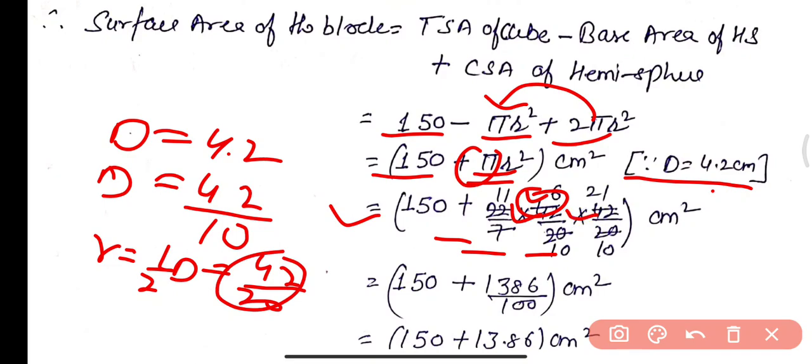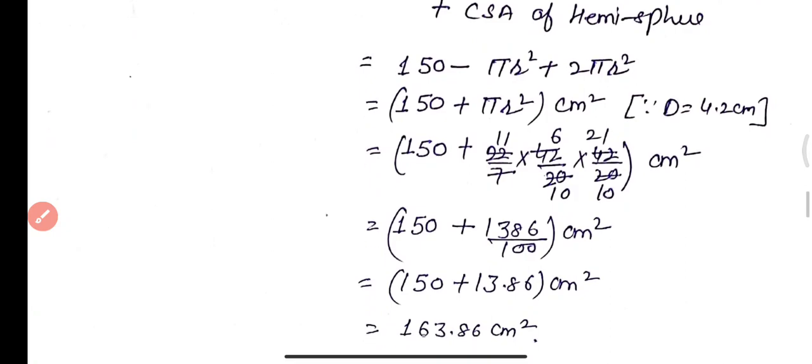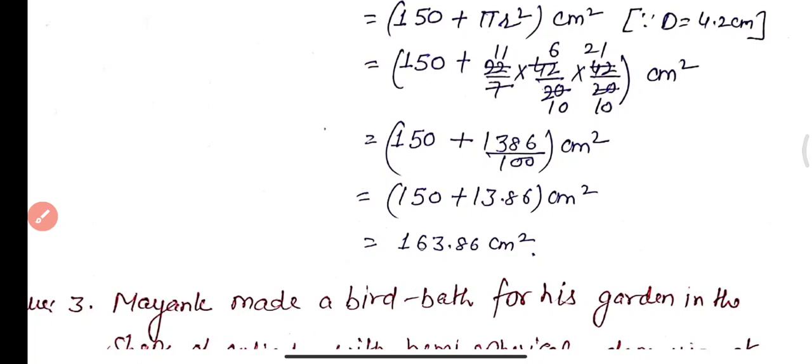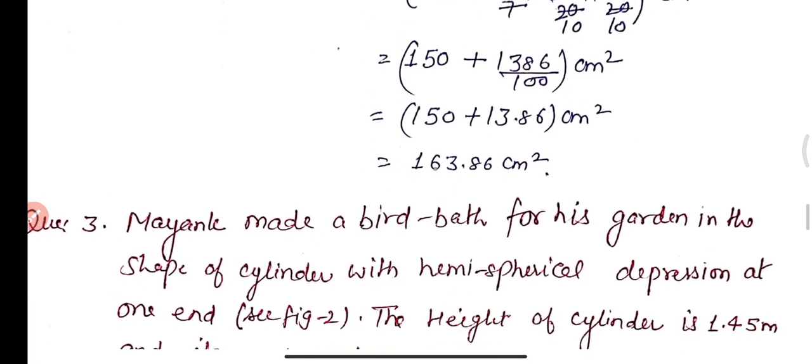So after simplifying we will get 150 plus 1386 upon 100, and this can be written as 13.86. So 150 plus 13.86 will become 163.86 centimeter square as the total surface area of the block. So this is all about question number 2. So now question number 3.